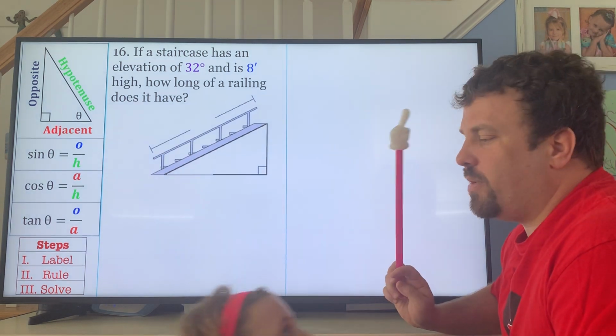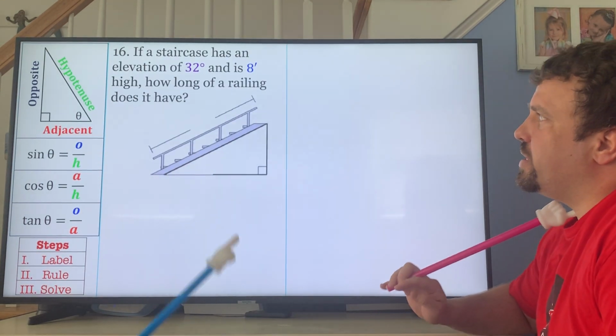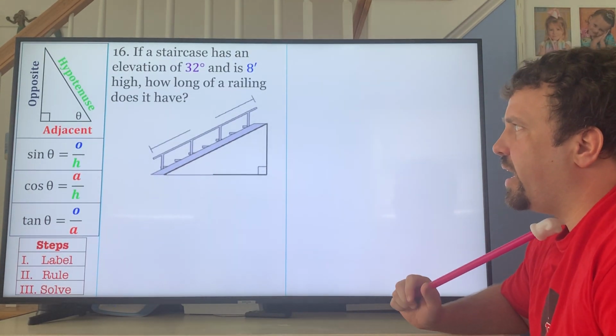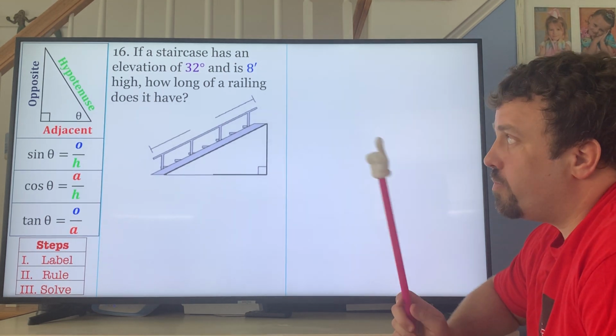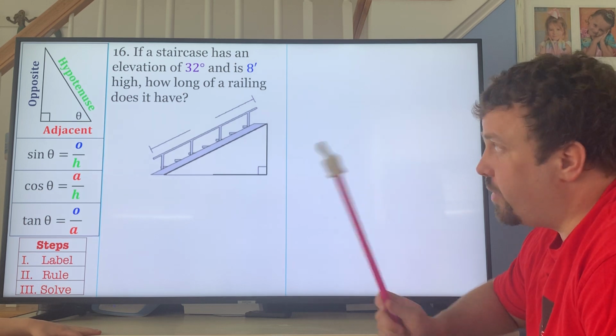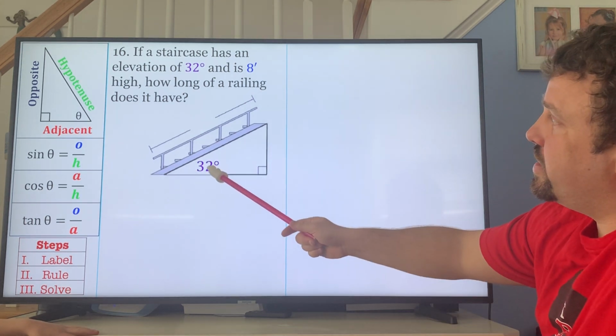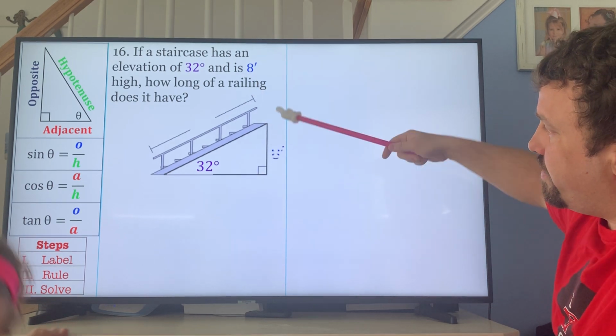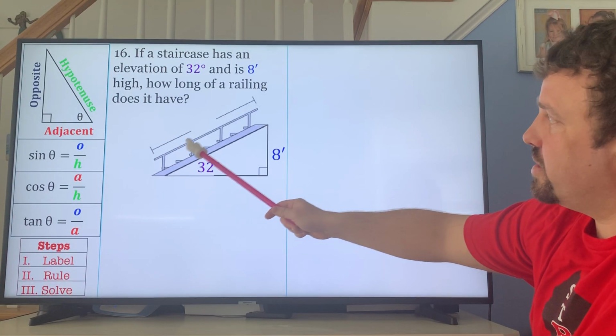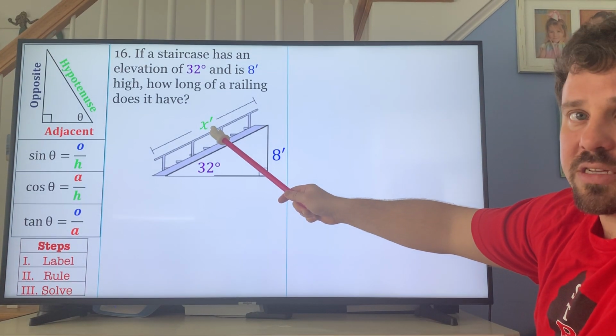Here is a word problem. It says if a staircase has an elevation of 32 degrees and is 8 feet high, how long is the railing? All right, so label, solve. Hopefully you did that. 32 degrees, angle of elevation is with the ground. 8 feet high, height. How long is the railing? The railing is right here, so that is x feet.